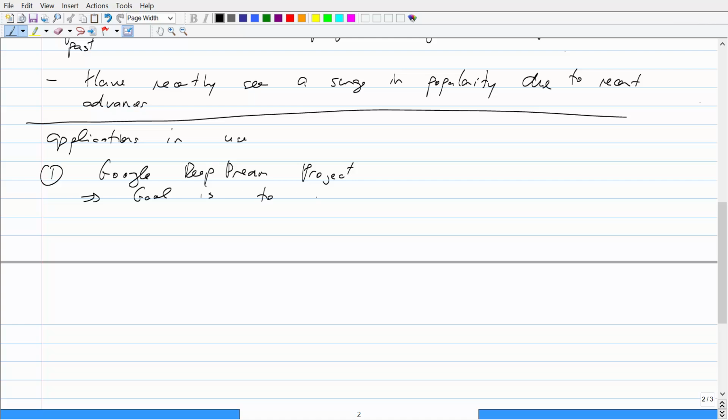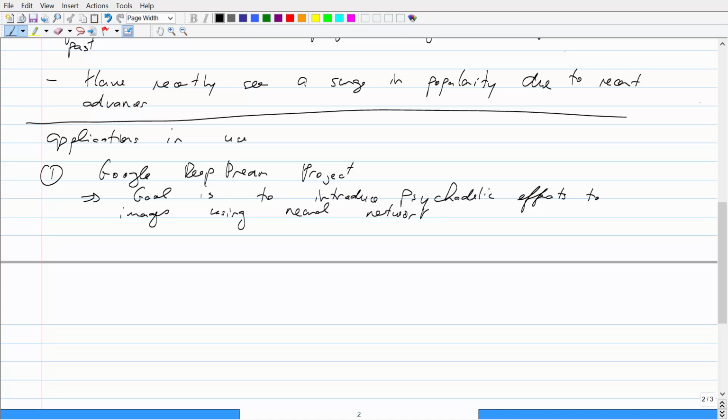So the goal is to introduce psychedelic effects to images using neural networks.